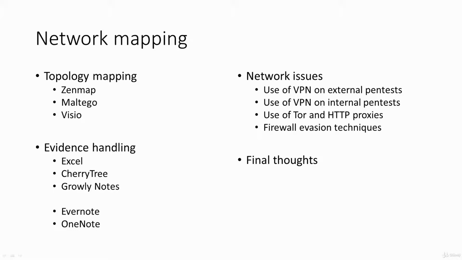Every time you use Nmap, you can export the results to different file formats. One of them is XML, and if you add an XML to Zenmap, it can graphically represent the topology of the network that you have just scanned. Moreover, you can add multiple results in XML format, and it will correlate them and provide you this graphical representation.